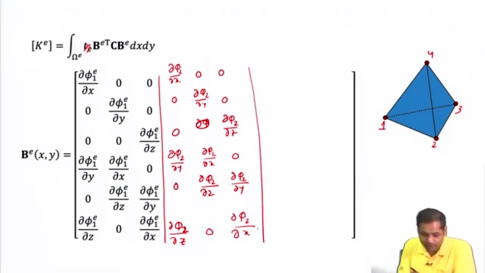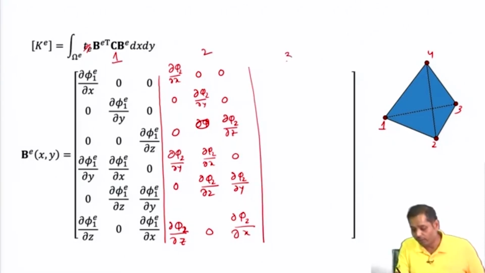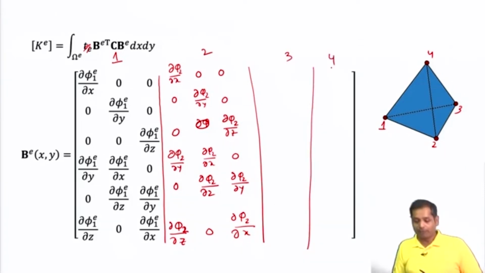This is for node number 1, this is for node number 2. Similarly, we can have for node number 3, and then we can have node number 4. This will be ∂φ3/∂x, 0, 0, then ∂φ3/∂y, 0, and so on. So this matrix will be a 6 by 12 matrix for a tetrahedral element. Now, if we have a brick element, similarly this matrix will be 6 by 24.